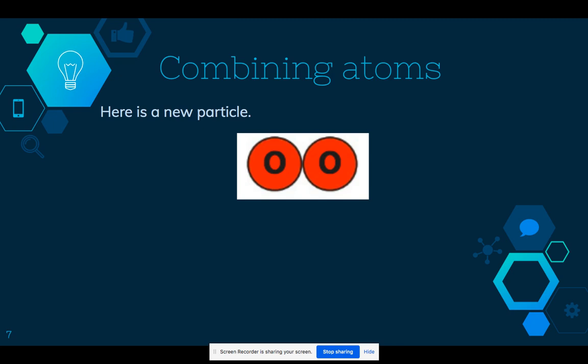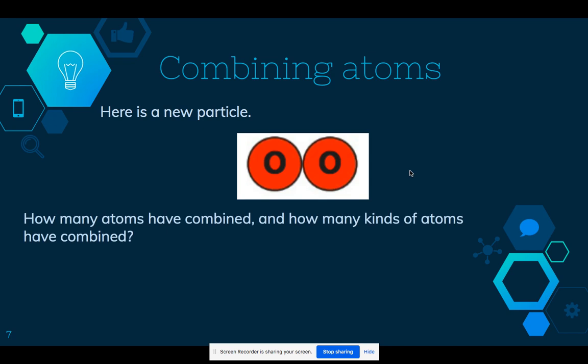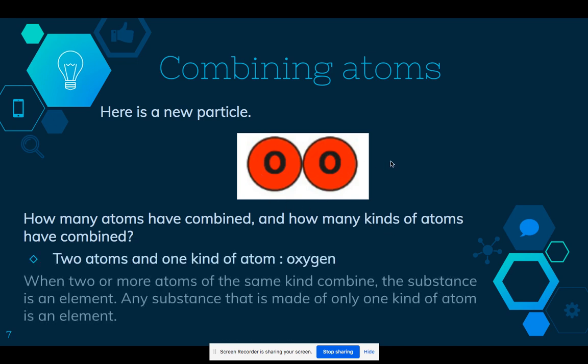So, combining atoms. Here's a new particle. We have an O and an O, so two oxygens. How many atoms have we combined? Each of these represents an atom. So in total, we have two atoms that we've combined. And then how many elements have we combined? Well, they're the exact same element, oxygen, oxygen, so only one element. So we've combined two atoms, but only one element.